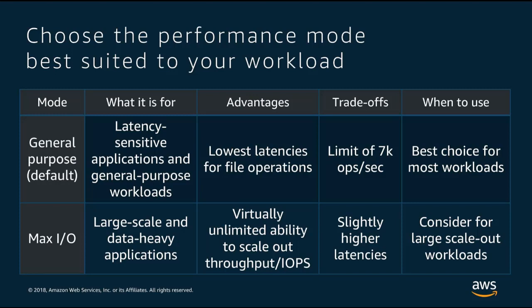However, if you need to scale out to hundreds or thousands of instances and need more than 7,000 I/O per second, then you might want to try the max I/O performance mode. And the trade-off there is with max I/O, there's a slightly higher file system operation per second latency. Again, test your application and see which performance mode works best for you.